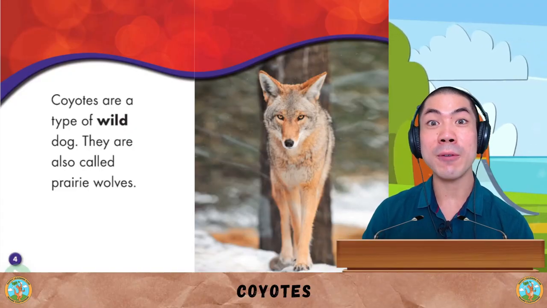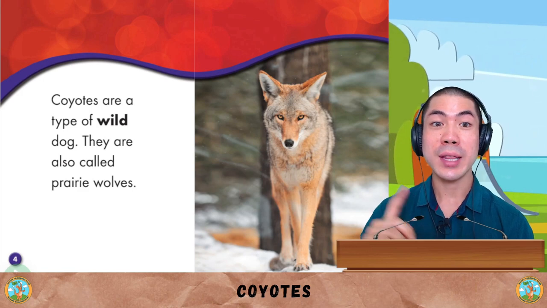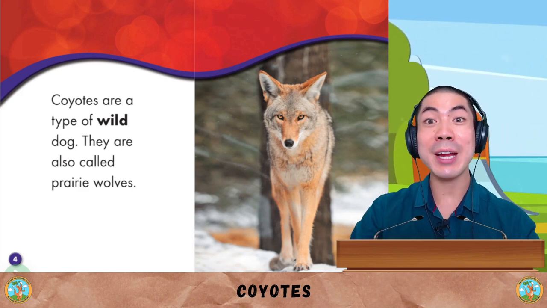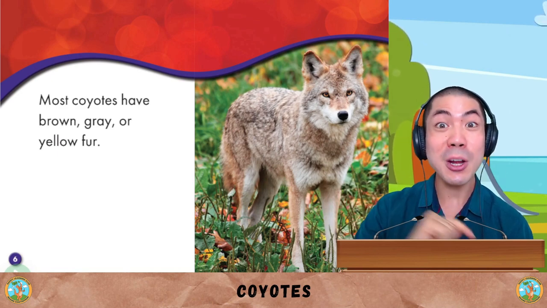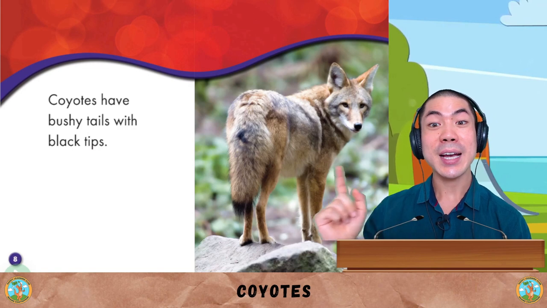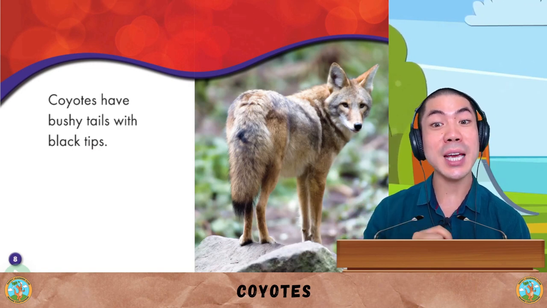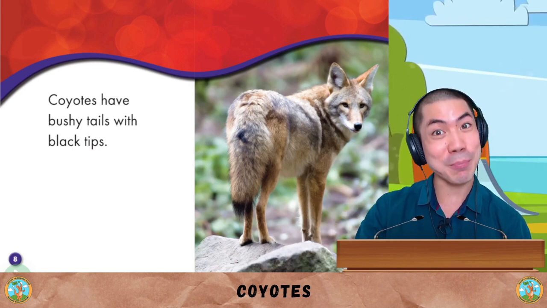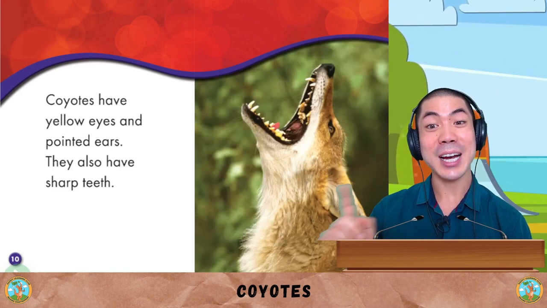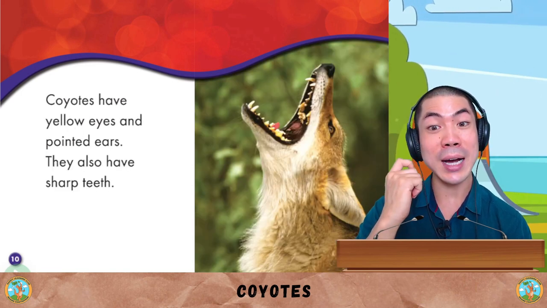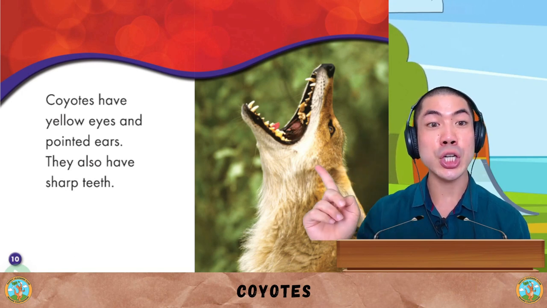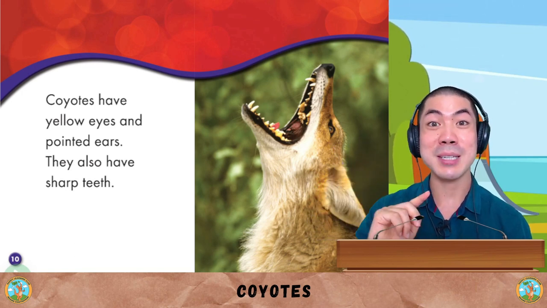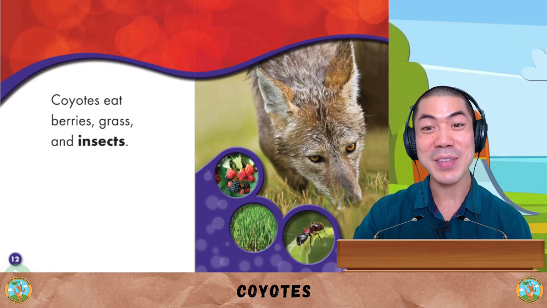Coyotes are a type of wild dog. They are also called prairie wolves. Most coyotes have brown, gray, or yellow fur. Coyotes have bushy tails with black tips. Coyotes have yellow eyes and pointed ears. They also have sharp teeth.